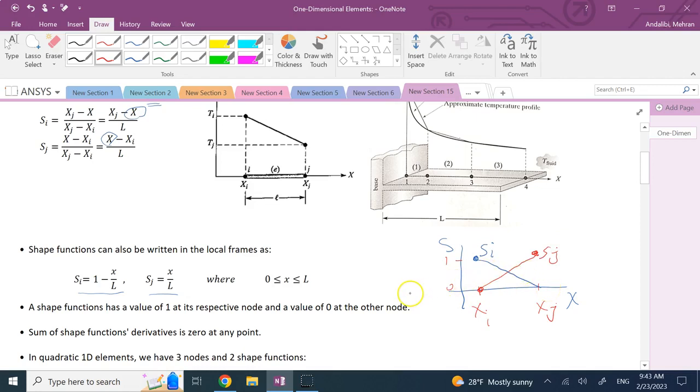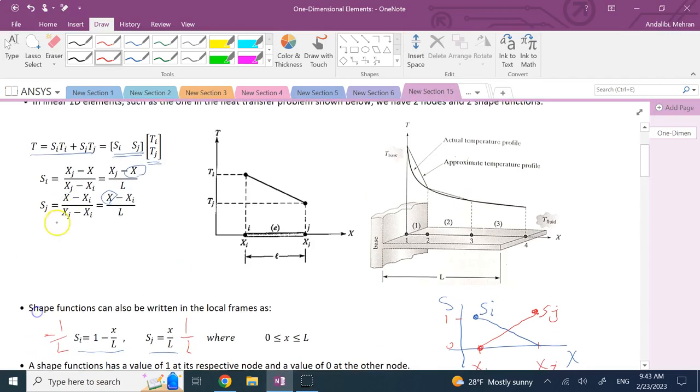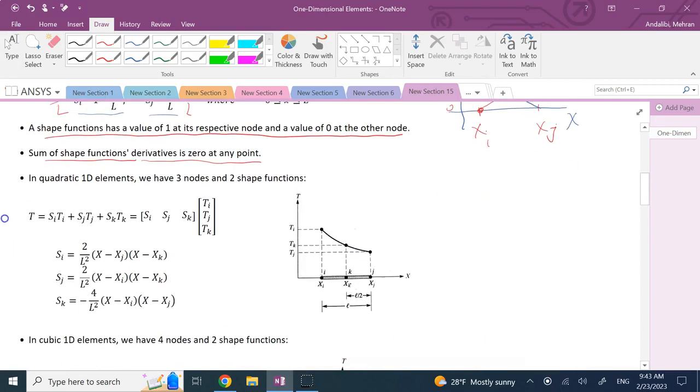And also, if you take the derivative of these two functions and add the derivatives together, you see the sum of the derivatives is 0 at any point, and you can see why. The derivative of this one is negative 1 over L with respect to x. The derivative of this one is 1 over L. When you add them at any point, the sum of the derivatives is equal to 0. So these are some extra properties of these shape functions that I wanted you to know before I move forward.